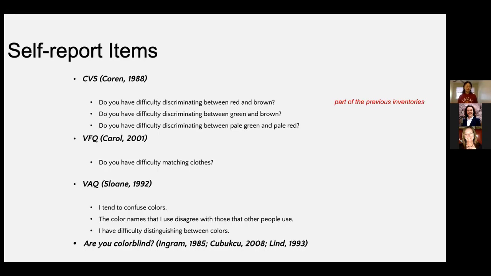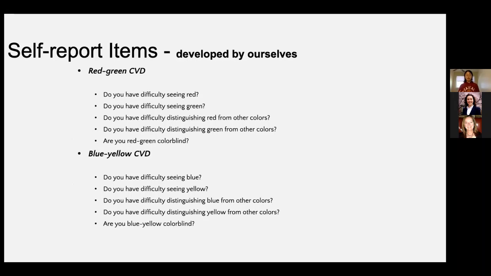It is because our main focus is not just to replicate the previous studies. We are not interested in seeing the reliability of the previous inventories. We just want to know if people understand their own conditions of color vision deficiency. So that's why we're creating our own inventory by combining the previous inventories and creating some items of our own. The items we created are listed below.